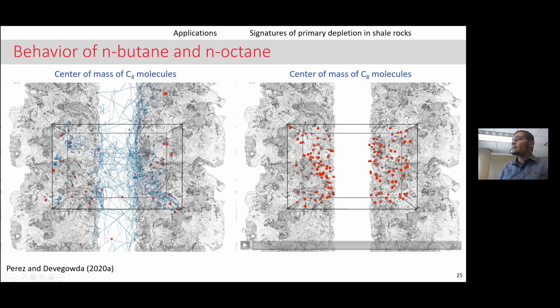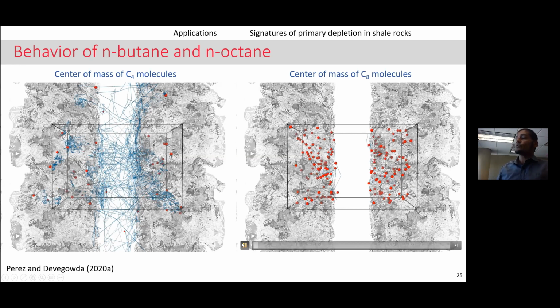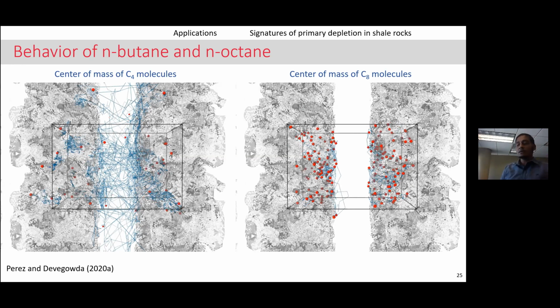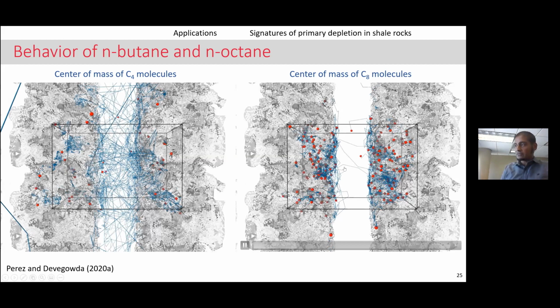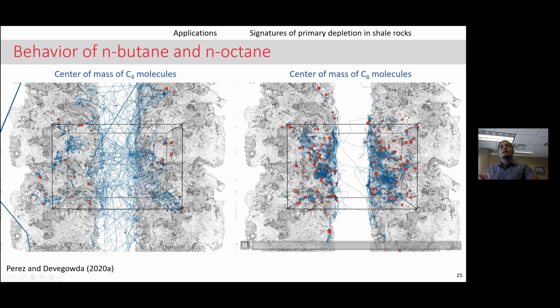Okay, that's fine. Let's look at the octane molecules on the right-hand side. I have the center of mass of the octane molecules. Again, we're just looking at the center of mass. We're not looking at the entire molecule because it's easier to visualize. And now I'm showing you what's happening with octane. You can see that except for maybe one or two octane molecules that somehow free themselves from the surface and end up in the fracture, most of the octane molecules continue to remain adsorbed within the Kerogen matrix.